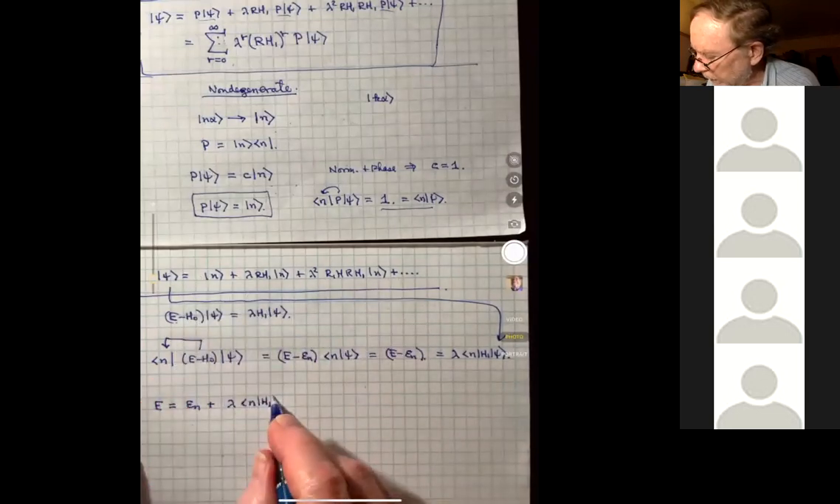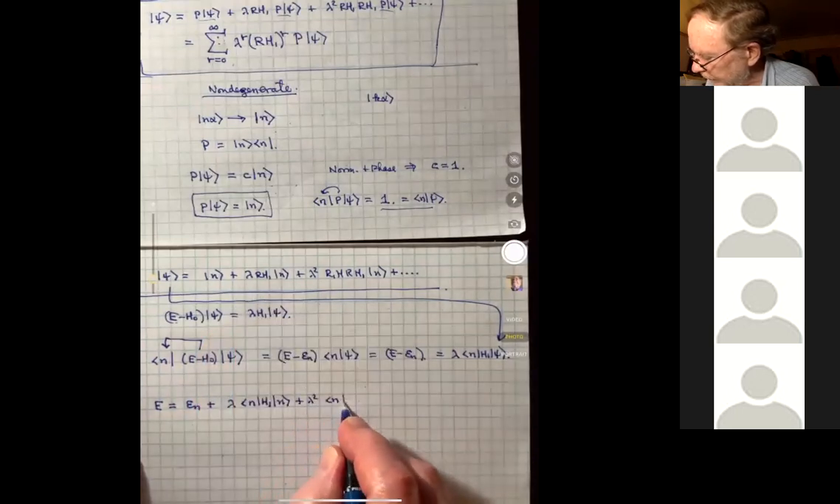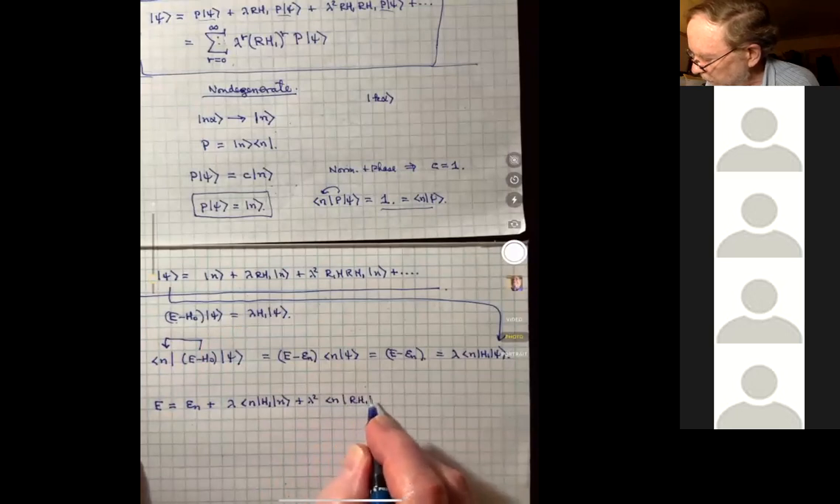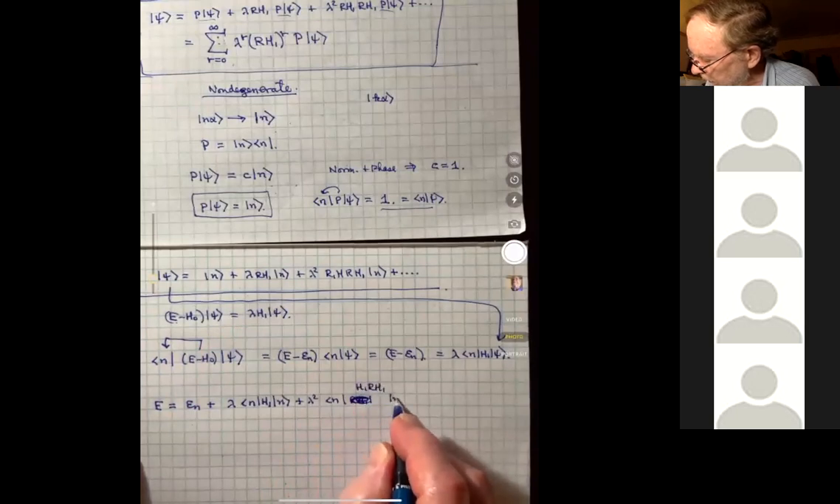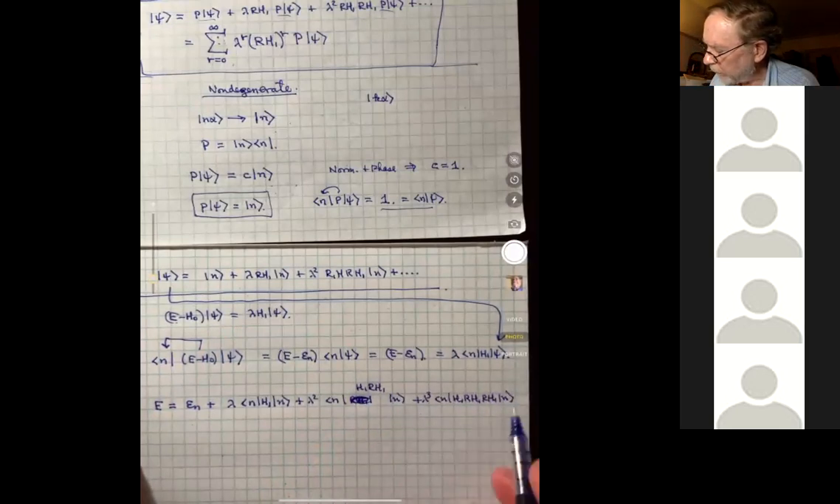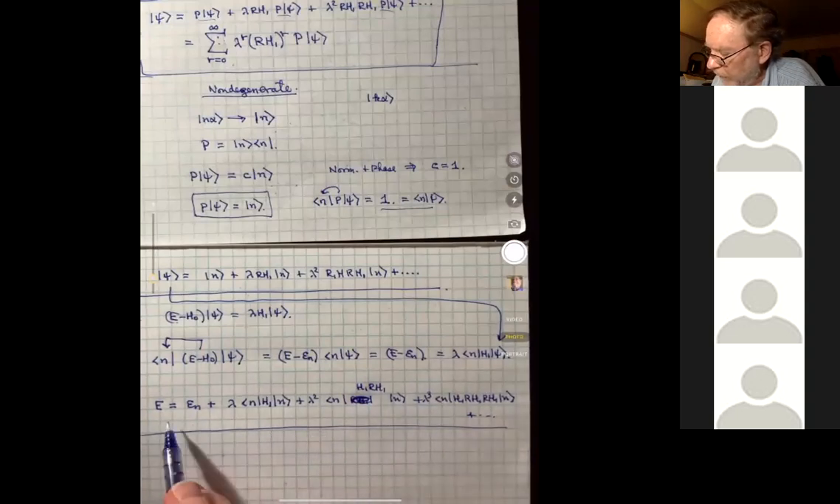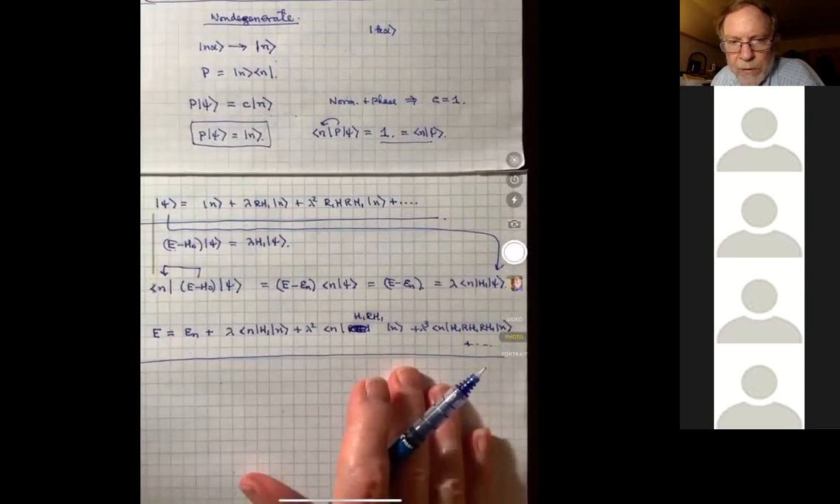Well, the first term has just got an n in it. The second term gives you plus lambda squared n H1 R H1 n. The next term is lambda cubed times n H1 R H1 R H1 n. You see iterated factors here, plus dot dot dot. You get a series like that. Now, it almost looks like we've got a solution for the energy eigenvalue out to all orders. It isn't quite as simple as that.